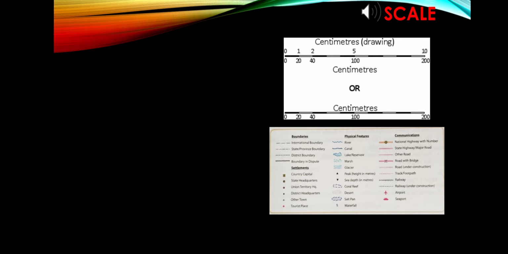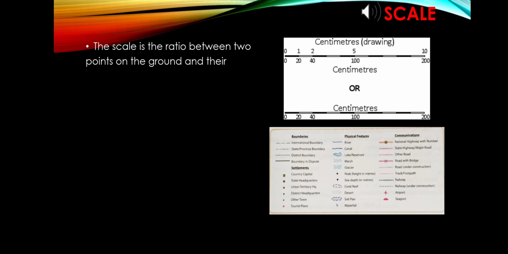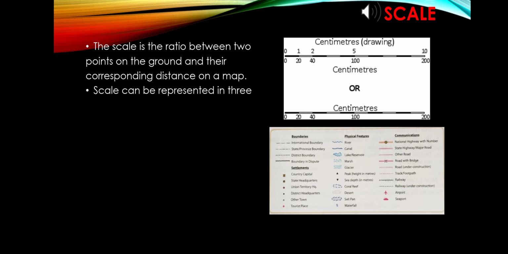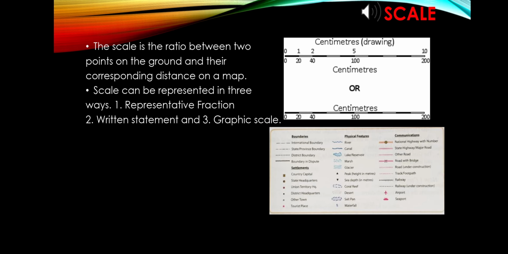Now we will discuss scale. It is not possible to show the actual size of the things that are shown in the map. So that is why scales are used. The scale is the ratio between two points on the ground and their corresponding distance on a map. Scale is represented in three ways: representative fraction, written statement, and graphical scale.